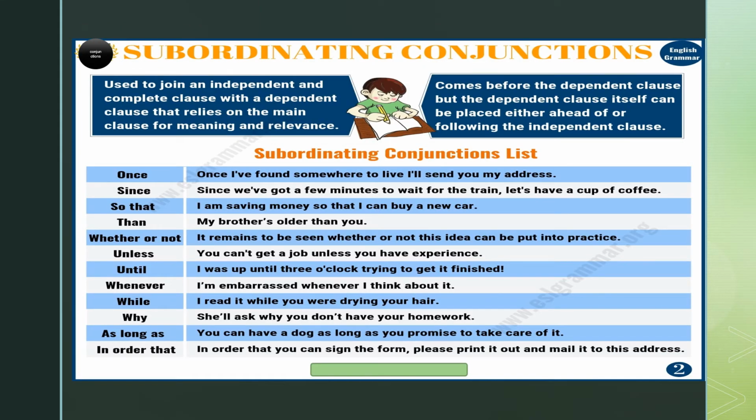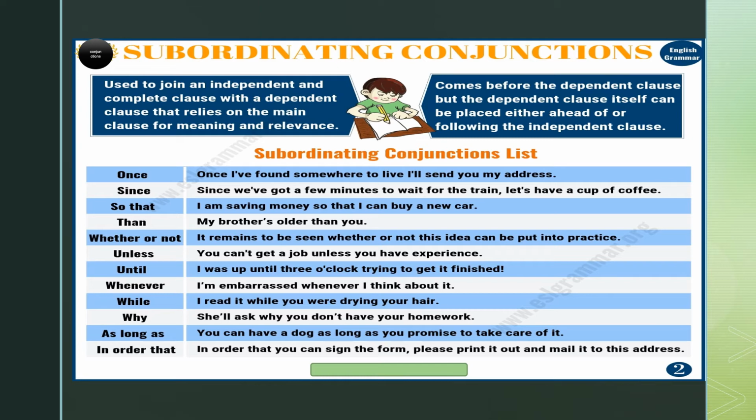Coming to subordinating conjunctions. Over here, it is not similar to the coordinating conjunctions. These are used to join an independent and complete clause with a dependent clause that relies on the main clause for meaning and relevance. Always remember, these kinds of subordinating conjunctions always come before the dependent clause, but the dependent clause itself can be placed either ahead of or following that independent clause. Once you see the examples, the situation will be clearer to you.